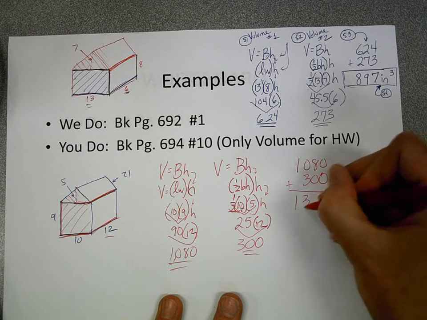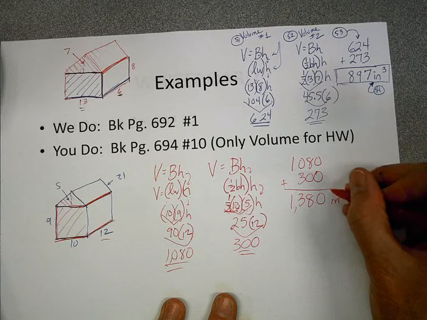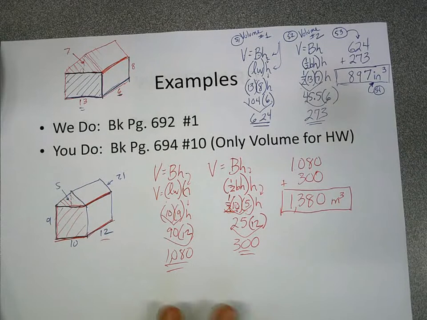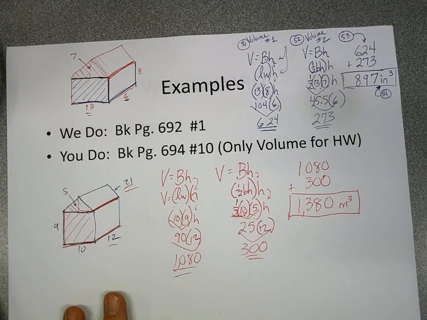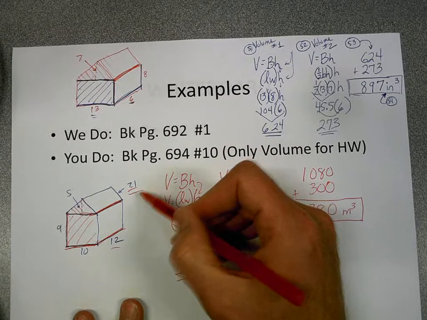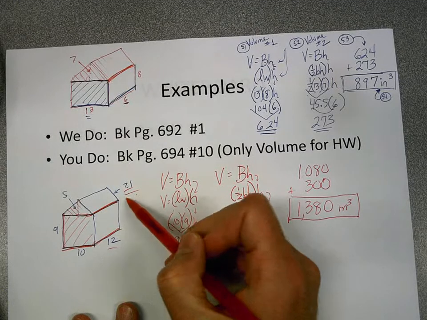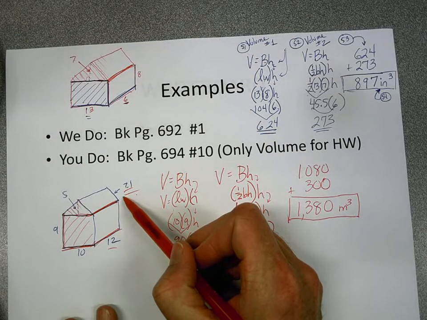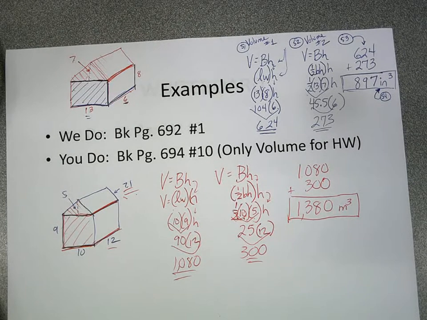1,380, put our units on there, cubic meters. 1,380 cubic meters. Say, well, Mr. Wilkins, wait. Where's 7.1? Ladies and gentlemen, I did warn us about this. That's why you don't grab all the numbers and just multiply things randomly, because that could help you with surface area, which we'll get to eventually. That is worthless on finding the volume of the house. So be very careful. Use the formulas to guide you. Okay? All right, guys. Volume of a composite figure.